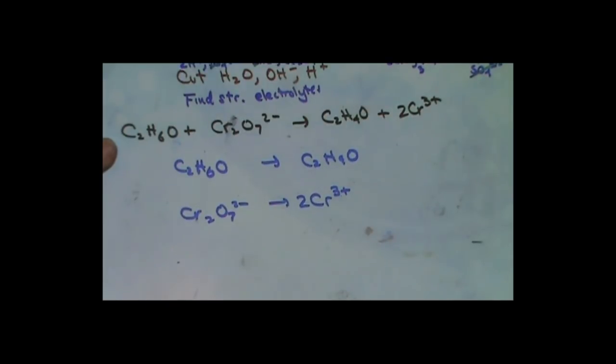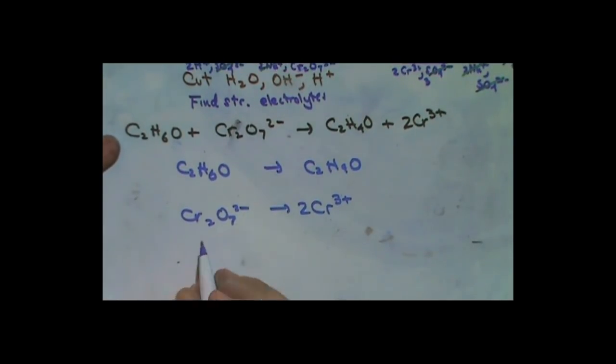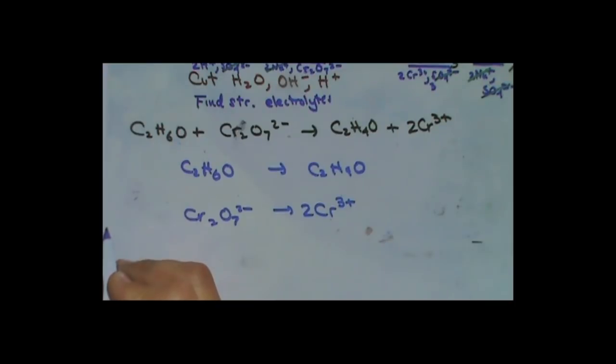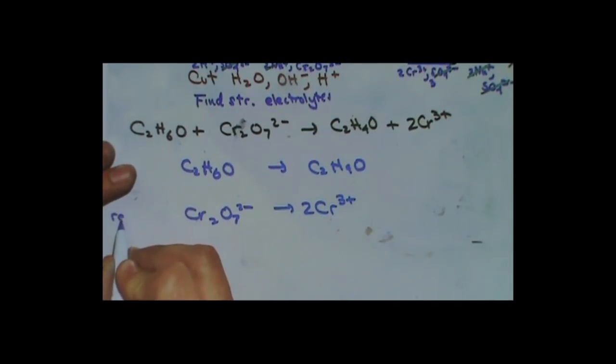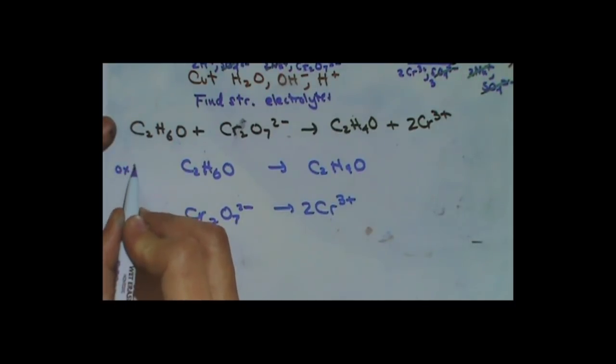Look at the chromium. Is that oxidized or reduced? What's the oxidation state of this chromium right there? Not plus 7, plus 6, I think. I think it's 6. Yeah. So is this oxidized or reduced? If the oxidation state goes down, then it's reduced. If the oxidation state goes up, then it's called oxidized. So this is reduced, because it goes from 6 to 3. This is oxidized. All right.